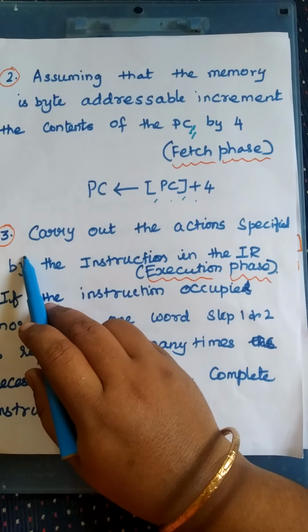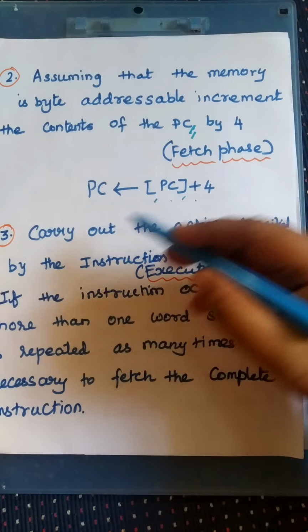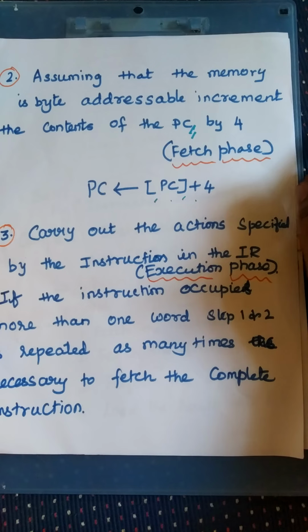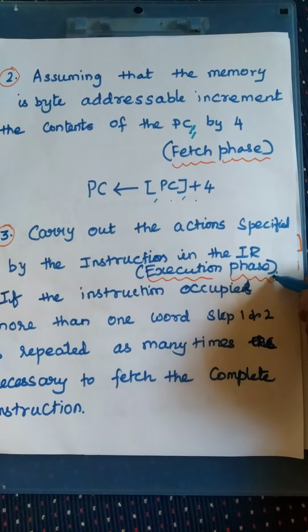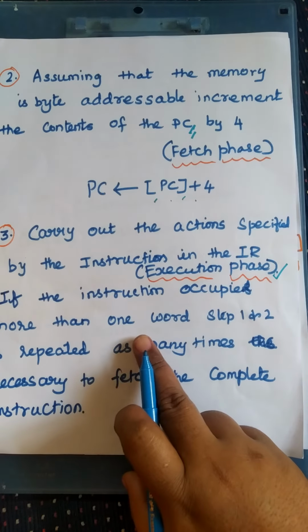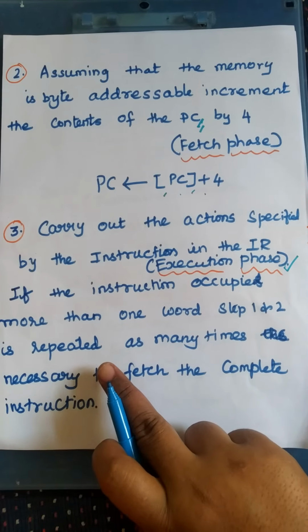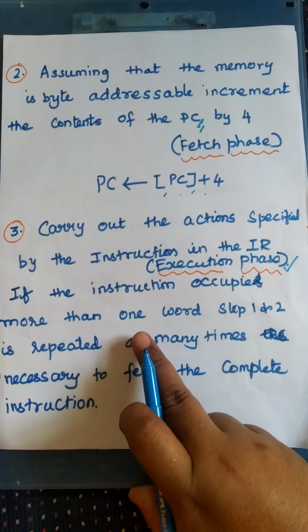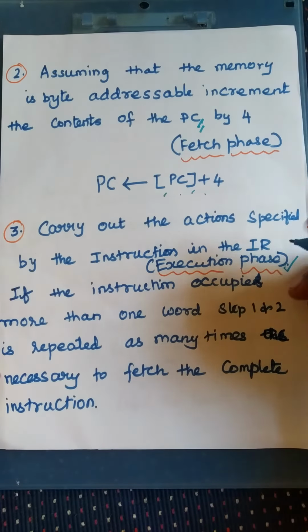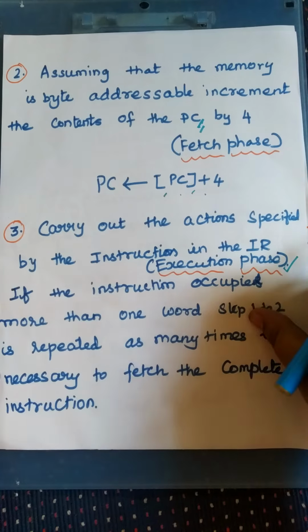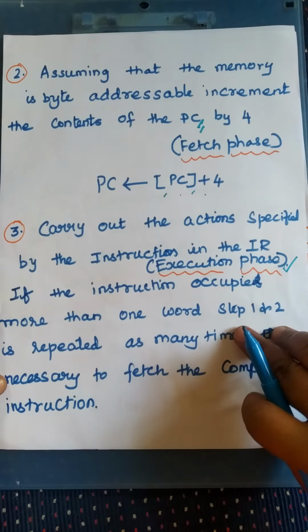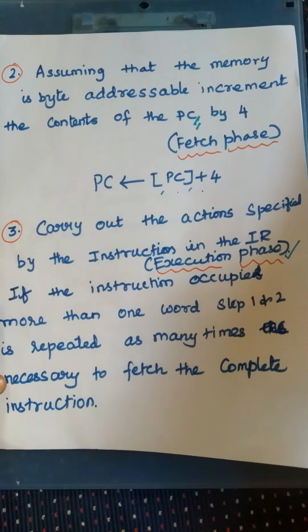The third step is the execution phase: carry out the action specified by the instruction in the instruction register. So that is the execution phase. If the instruction occupies more than one word, a multi-word instruction, the fetch phase, that is steps 1 and 2, is repeated as many times as necessary to fetch the complete instruction. So these are the basic three steps involved in instruction execution.